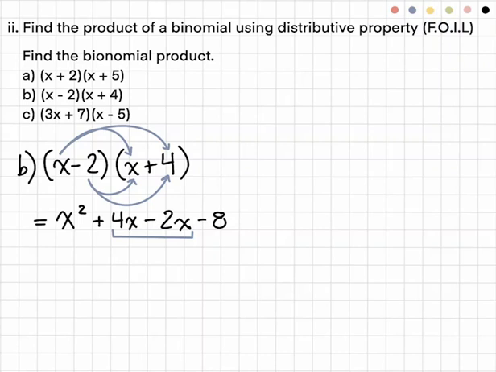Okay. Collect my like terms. X squared. So I have positive 4x minus 2x, which is just going to give me positive 2x. And then I have minus 8.